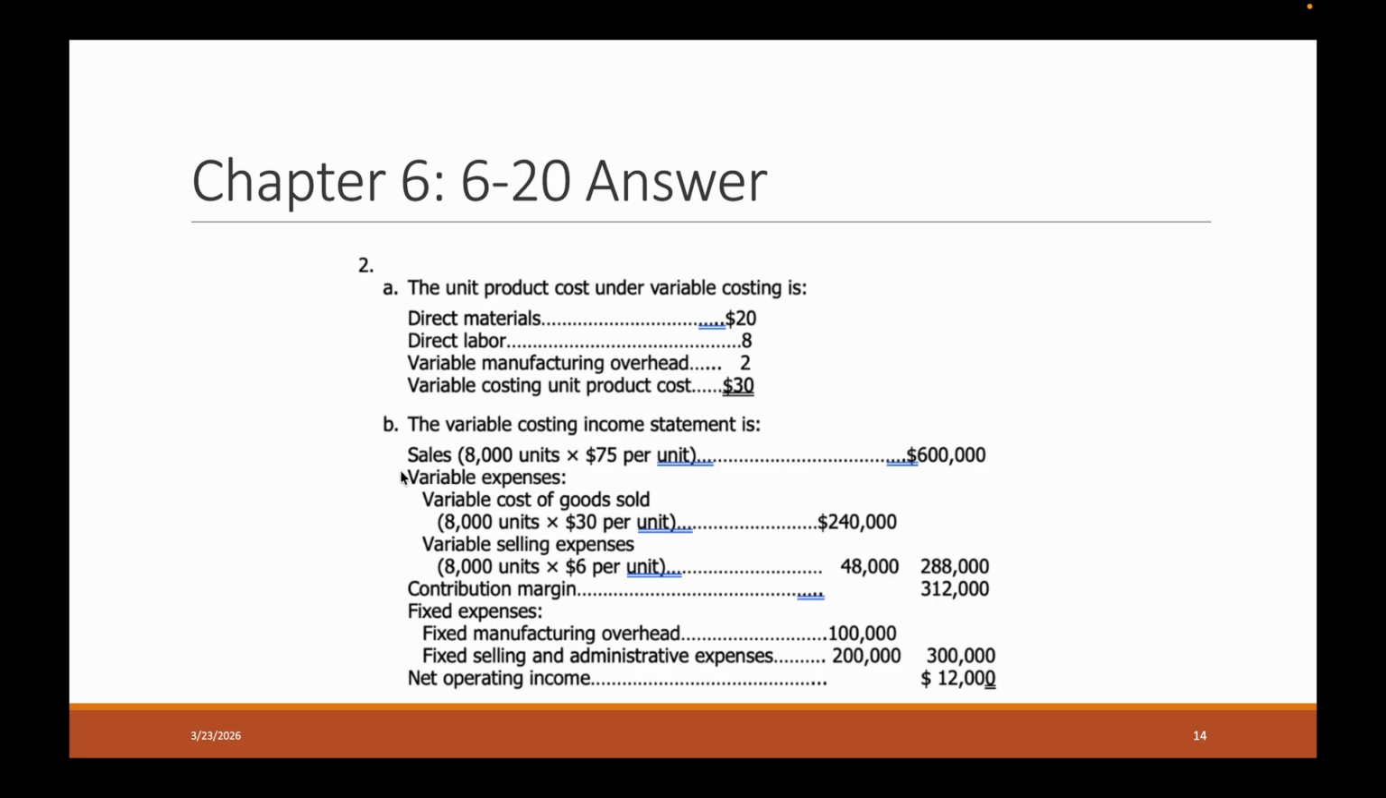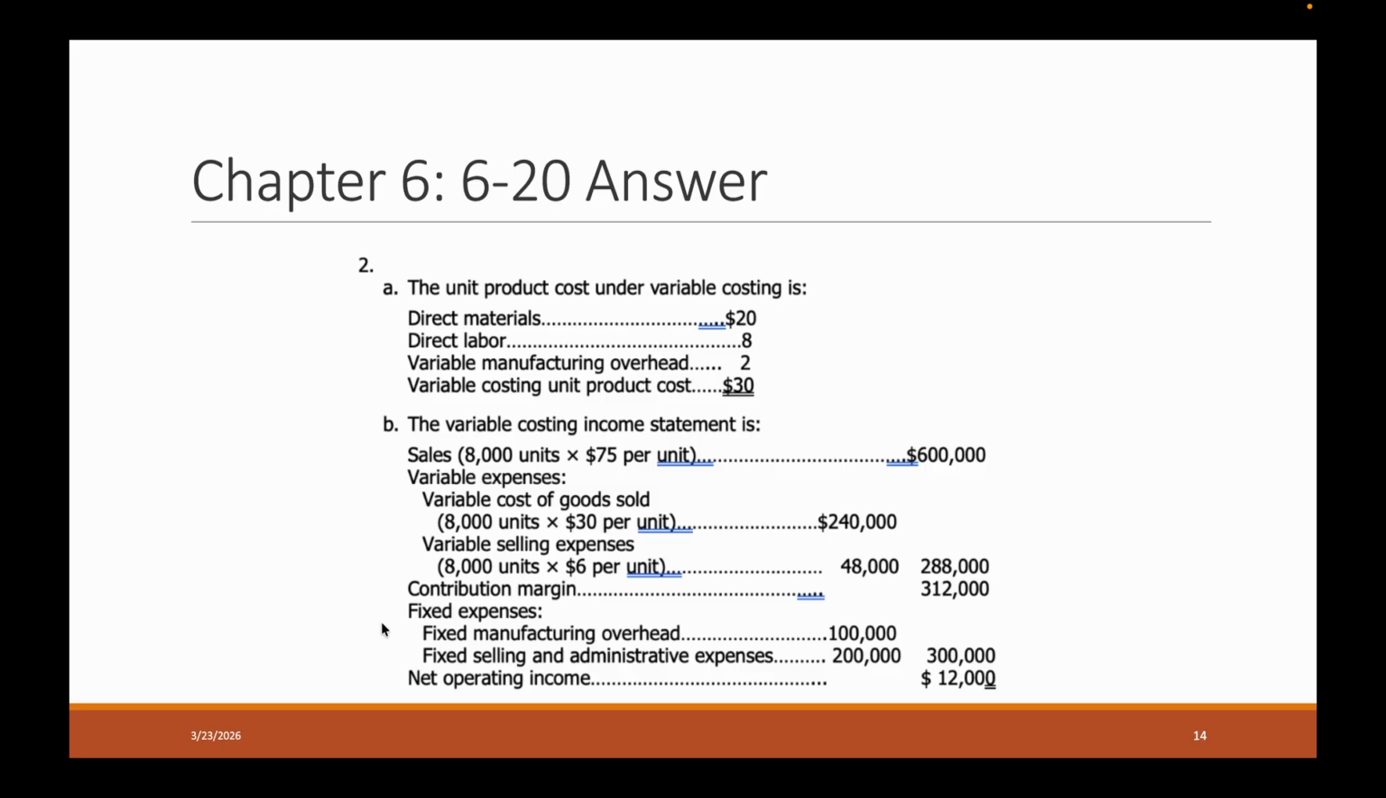Now we're going to subtract out all of our variable expenses. First, the variable cost of goods sold, which is $30 times the 8,000 units sold, as we calculated above. Then we subtract our variable selling and administrative expenses of $6 per unit. You can add those two together to get $288,000. To calculate contribution margin, you take your sales minus your variable expenses, which gives you a contribution margin of $312,000. Now you subtract out all of your fixed expenses.